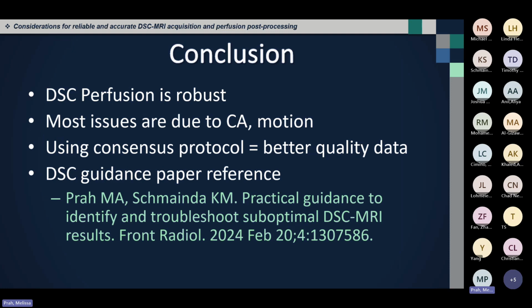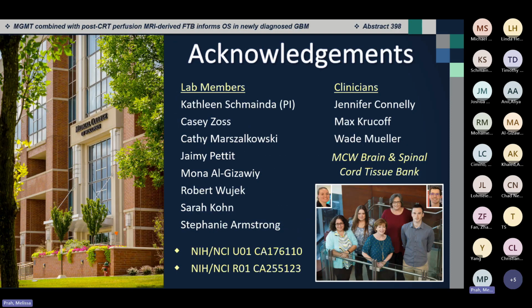I would also like to conclude by emphasizing that while there are several issues that can result in DSC perfusion being suboptimal or uninterpretable, DSC perfusion is quite robust, where most of the issues that are encountered are largely due to contrast agent administration or patient motion. And also remember, following the consensus protocol recommendation will result in better quality data. And lastly, the majority of data presented here can be found in our recent publication in Frontiers in Radiology. I would like to acknowledge the members of our team and also thank you for your attention.